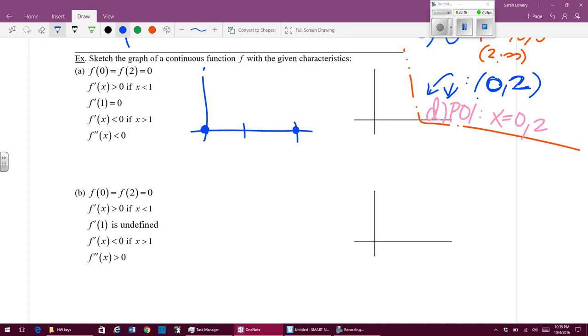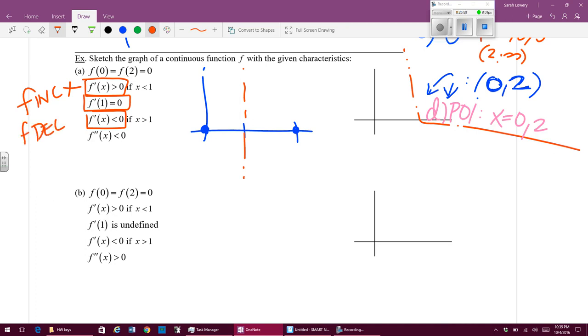And f of 2 equals 0, and I'm going to go ahead and put those points on the graph. Now it actually tells me that f prime of 1 is 0, so I know that the slope at 1 is 0. And I see that my derivative is positive for x less than 1. So here's 1. My derivative is positive, which tells me that my function should be increasing. And my derivative is negative for anywhere bigger than 1, which tells me that f is decreasing.